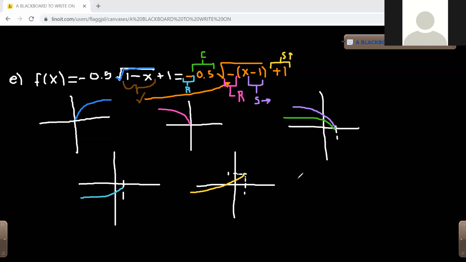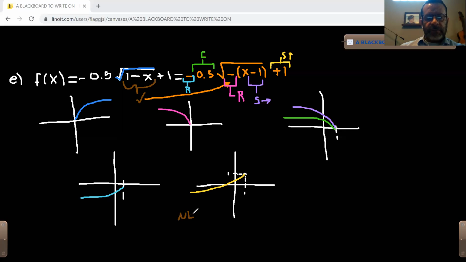It's neither, correct. We don't have any sort of symmetry. We don't have symmetry with regards to the y-axis. We don't have symmetry with regards to the origin. Okay, so that would be the end of this problem. This is neither even nor odd.